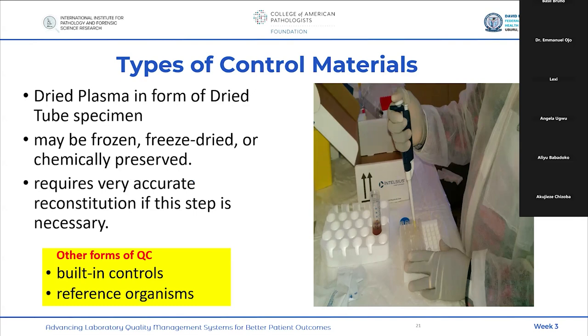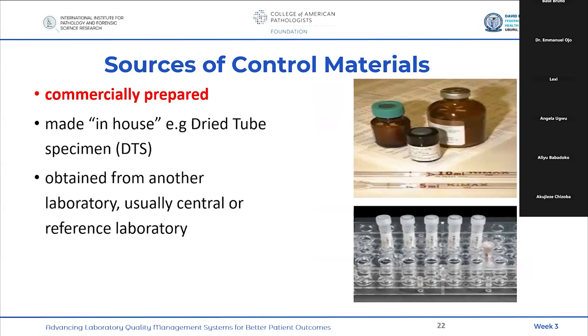Other forms of QC are built-in controls. We are going to see examples, especially for rapid diagnostic testing, and then the use of reference organisms, especially in microbiology. The sources of control material could be those that are commercially prepared. There are a lot of commercially available quality control materials in the markets, in country.